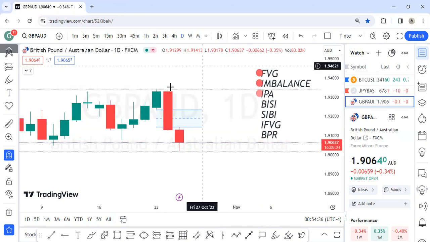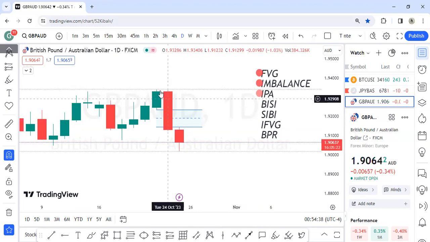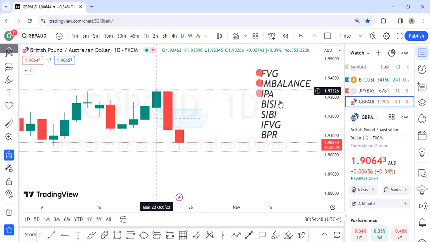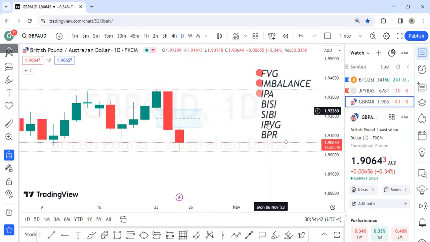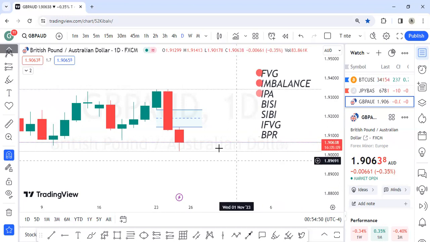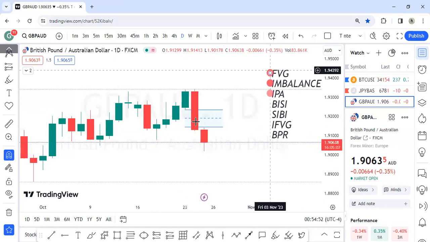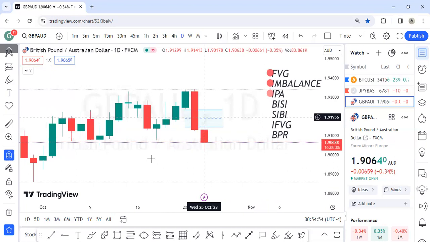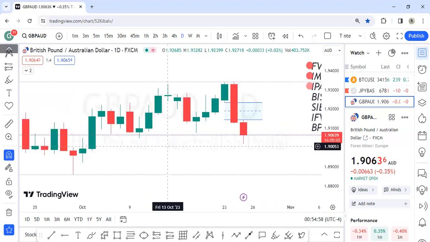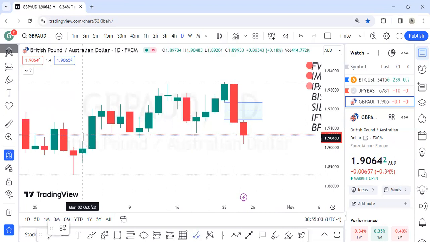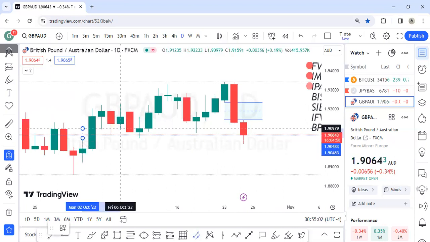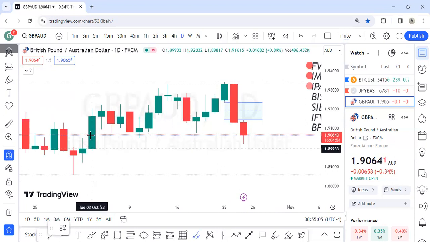Now, when you try to classify these imbalances based on the different types, they have what we call the BC, the CB, the IFVG, and the balanced price range. BPR means balanced price range. Now I've understood that an imbalance is the gap between two candles. You can see another gap here, between this candle and that candle.